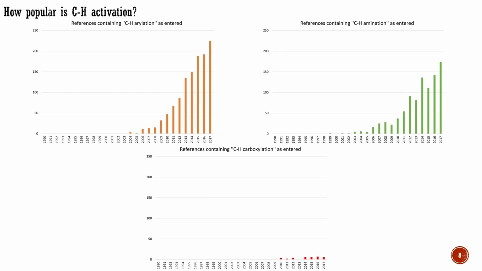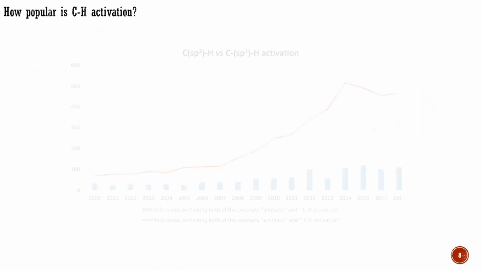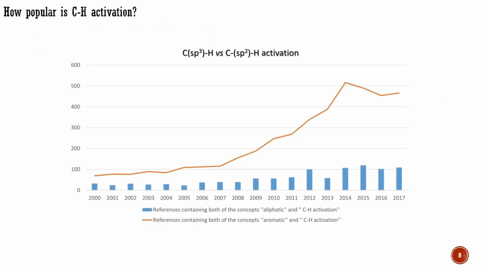On CH amination, we had about 200 papers, while works on CH carboxylation were around 10. On the last chart, one can see the comparison of CH transformations in sp2 and sp3 hybridized systems. The sp2-CH activations are much more popular, which can be explained by the increased reactivity of aromatic systems and the ease of dealing with purification and separation of products derived from aromatics.